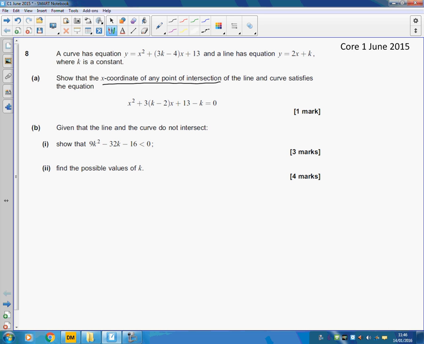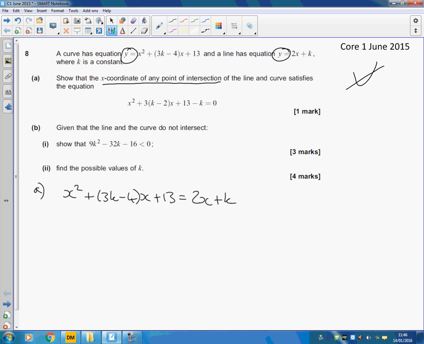So we're trying to find out where this curve, which is sort of quadratic, and this line intersect. So find the intersection of two lines as simultaneous equations. In this case, they both say y equals, so the easiest thing is to make them equal to each other. So x squared plus 3k minus 4 times x plus 13 equals 2x plus k. Now, there's only 1 mark available, so if you make any mistakes, you're going to lose that mark.